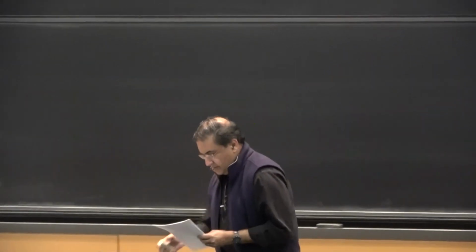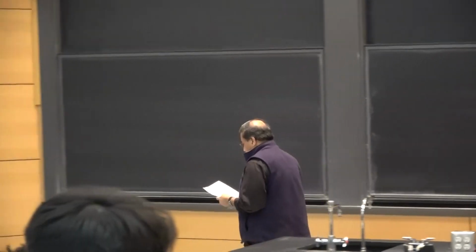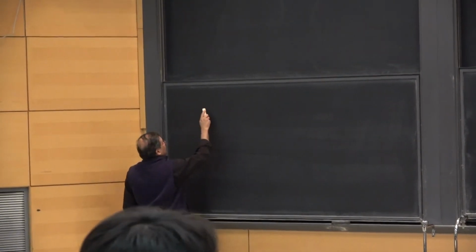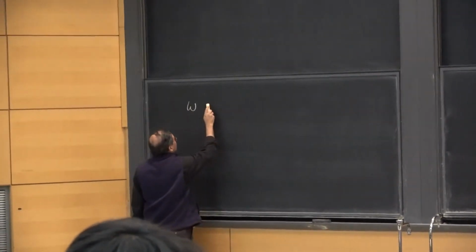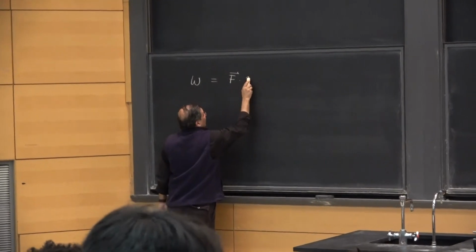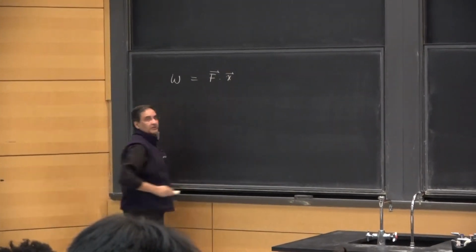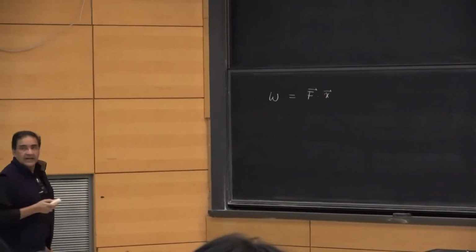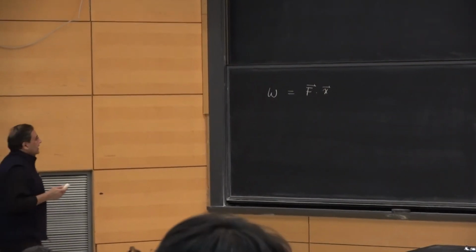Serious concepts that are going to have important uses for the rest of the class. And one of the concepts that I've introduced is the concept of work done W. Now I've told you that W is the dot product. This is a dot product, it's not a normal multiplication, of two vectors, the force F and displacement x.